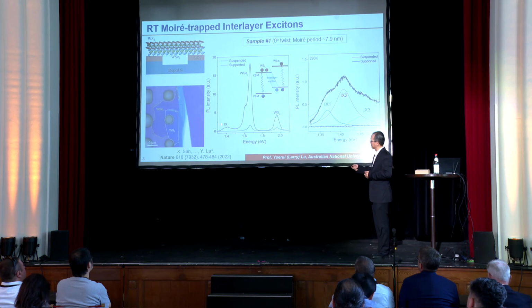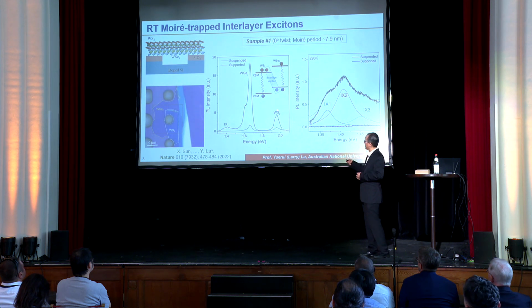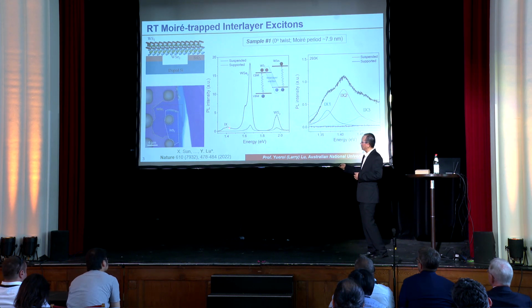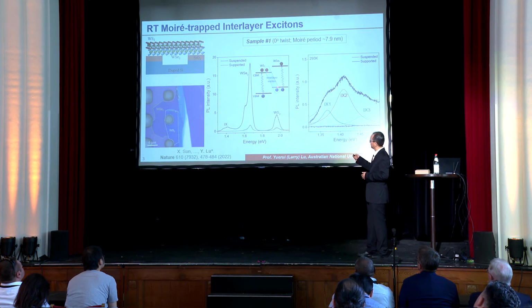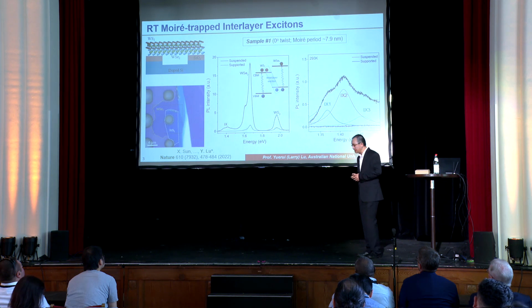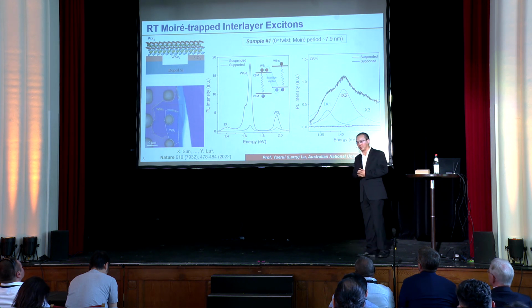Then we used photoluminescence to probe the PL emission. From this PL spectrum measured at room temperature, we can clearly see the emission from the intralayer excitons from the monolayers. At the same time, we can see a clear peak at low energy. This is attributed to the interlayer exciton emission from this type 2 heterostructure. This peak was only observed from the freestanding samples, and it didn't show up from the samples sitting on the silicon dioxide substrate.